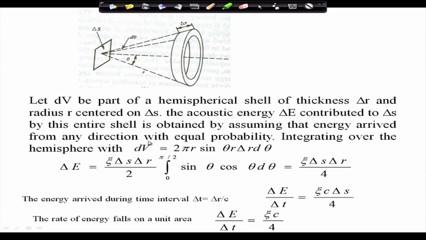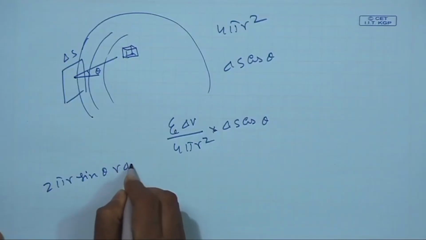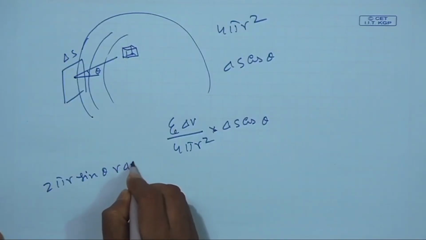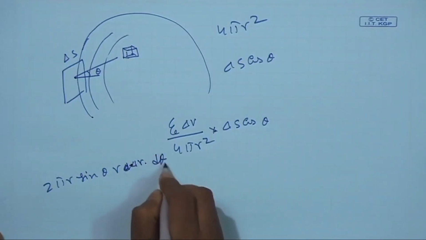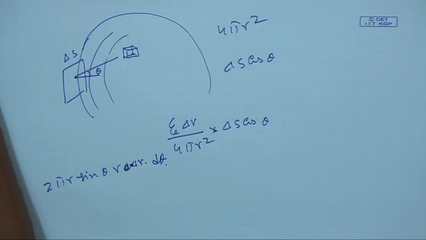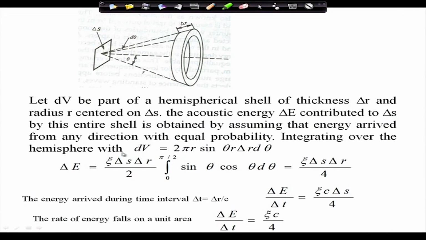del V, what is the del V of the hemispheric shell? It is nothing but 2 pi r. del V is 2 pi r sin theta, r into d theta. 2 pi r, this is simple arithmetic, simple geometry. What is 2 pi r? It is the circumference, multiplied by sin theta r dr into d theta.